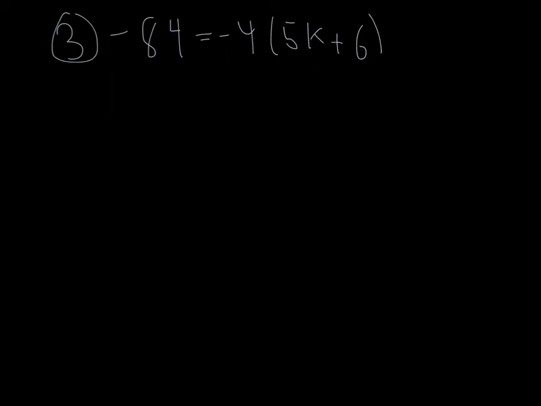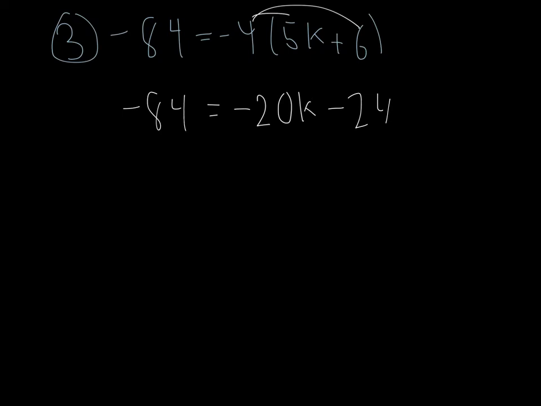So next we've got number 3. Number 3 is a little bit different because first we have to take care of this over here. We need to distribute the negative 4. We're going to multiply negative 4 times that, and then negative 4 times that. So we get negative 4 times 5k is negative 20k. And then negative 4 times the 6 makes negative 24. This is still negative 84 over here.